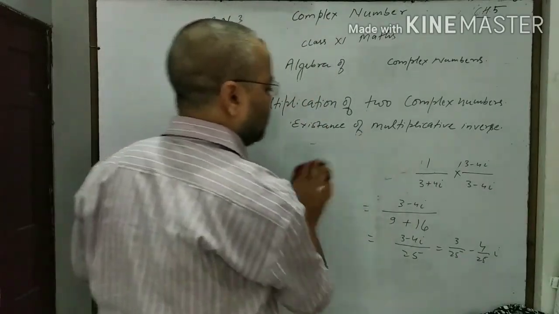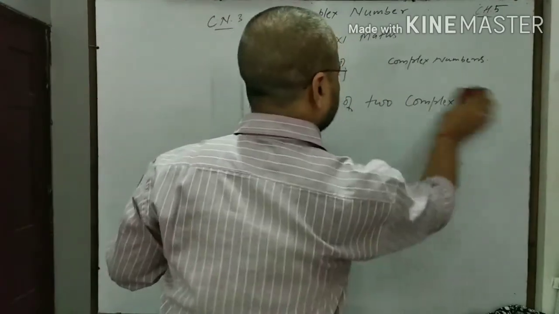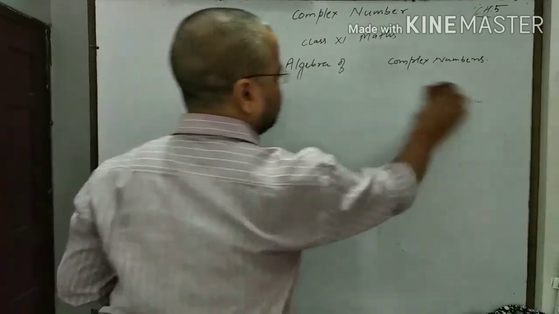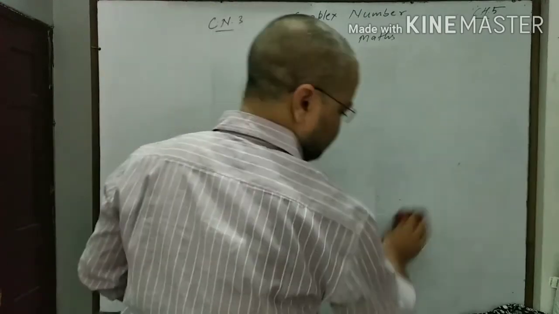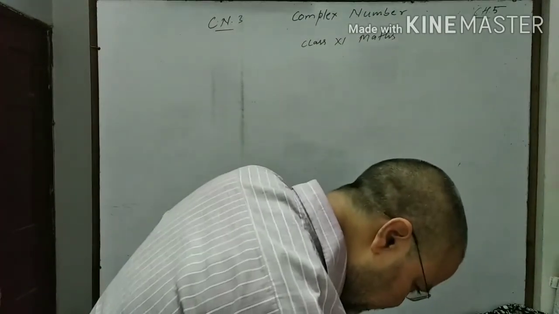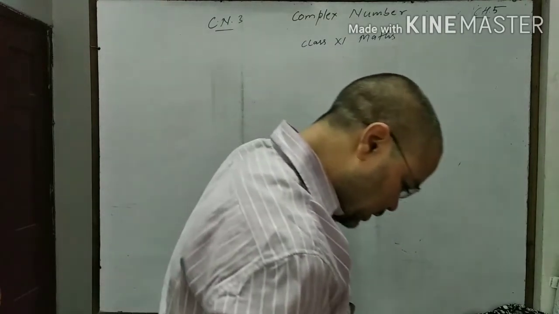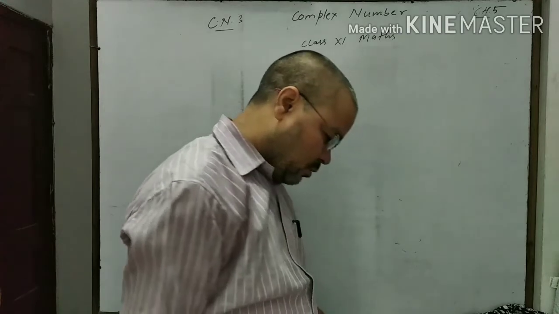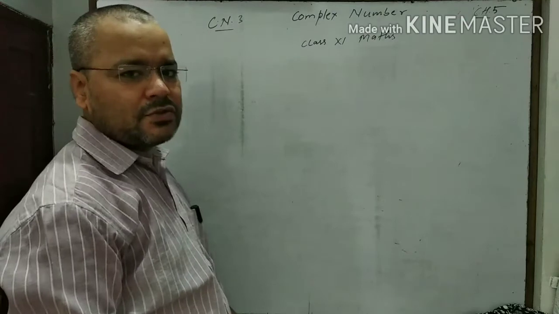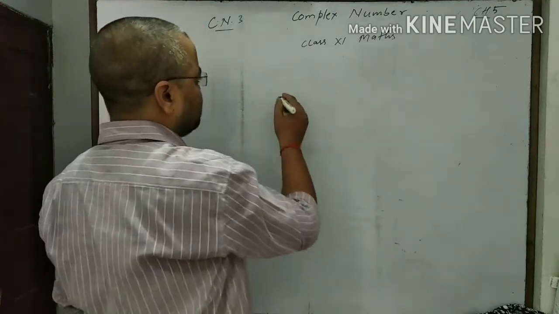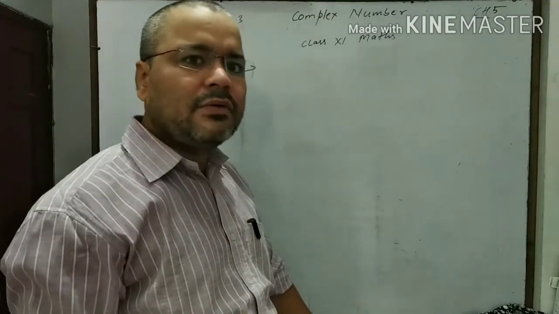Now let us see the next topic of algebra of complex numbers. The next topic is: multiplication of complex numbers is distributive over addition of complex numbers.